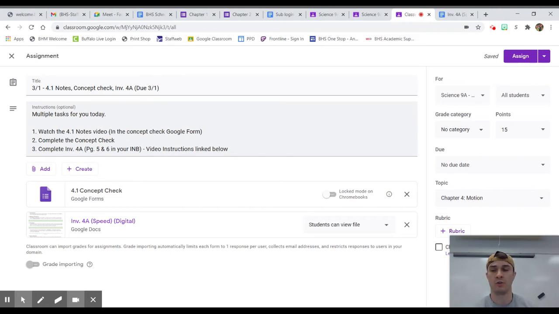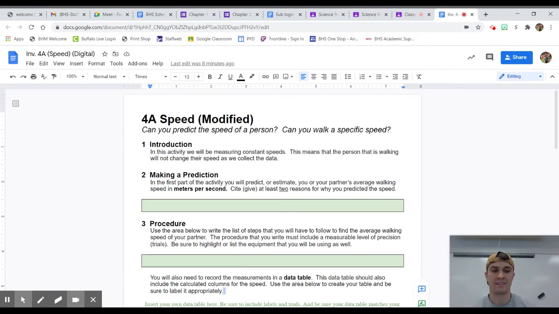So now that's done, and you are on to investigation 4A, which is pages 5 and 6 in your interactive notebook. I also have the digital version here for those of you that would prefer that. Okay. And I'm just going to outline this activity, this lab, a little bit. It's a little different than most labs. And the main way that it's different is this lab, instead of us giving you the instructions, you're creating the instructions.